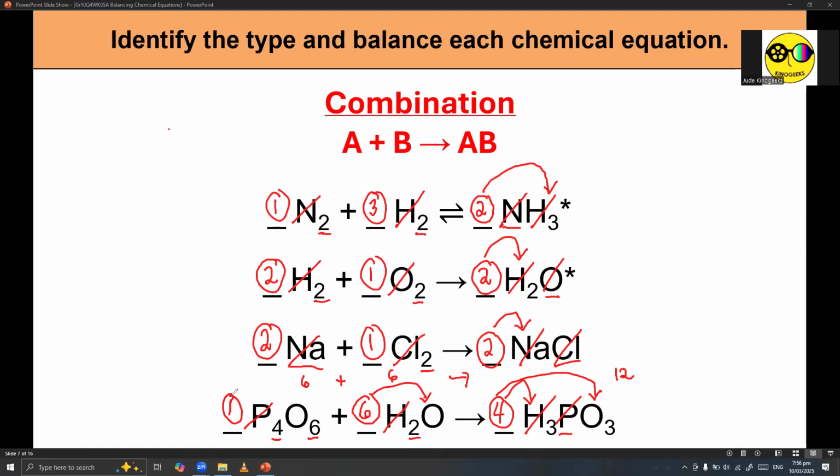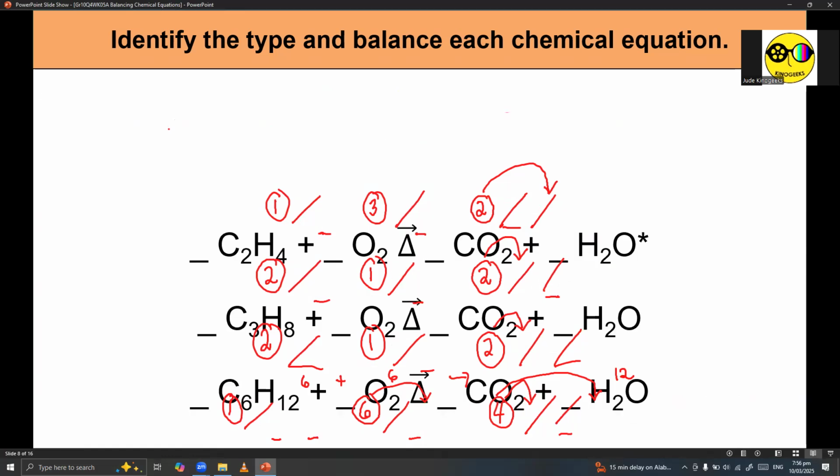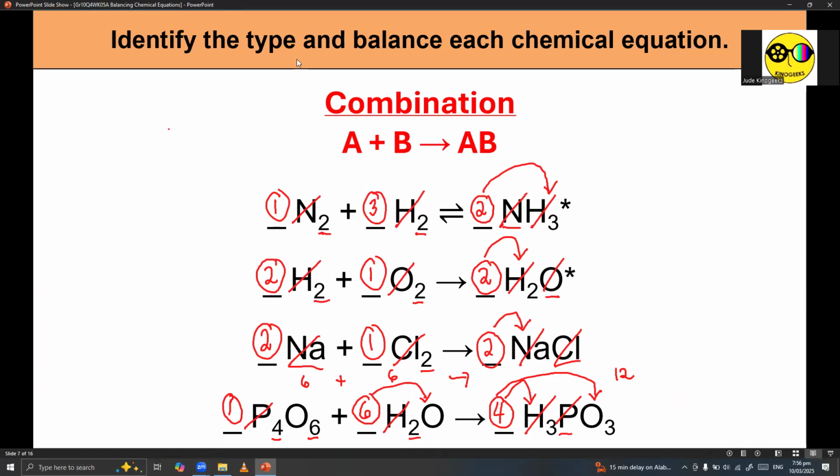All right. So this is basic balancing of chemical equations. There are no tricks or difficult groups yet. So let's move to our second example. Okay, let me just erase the writings first.